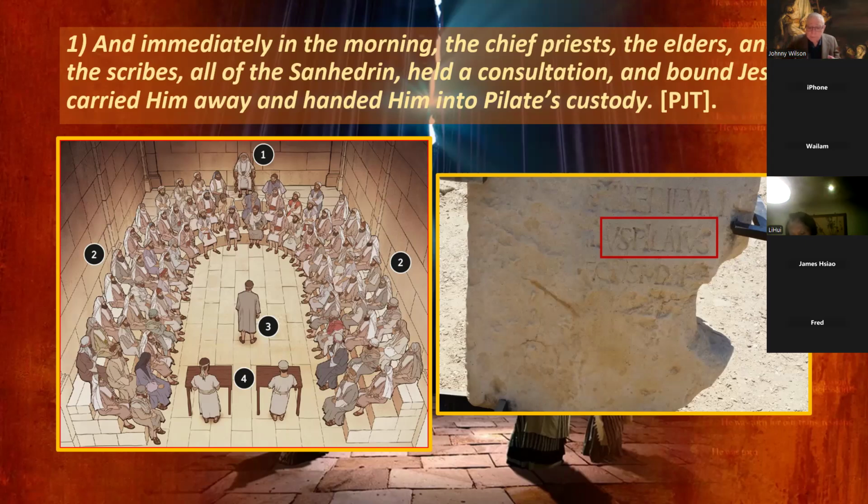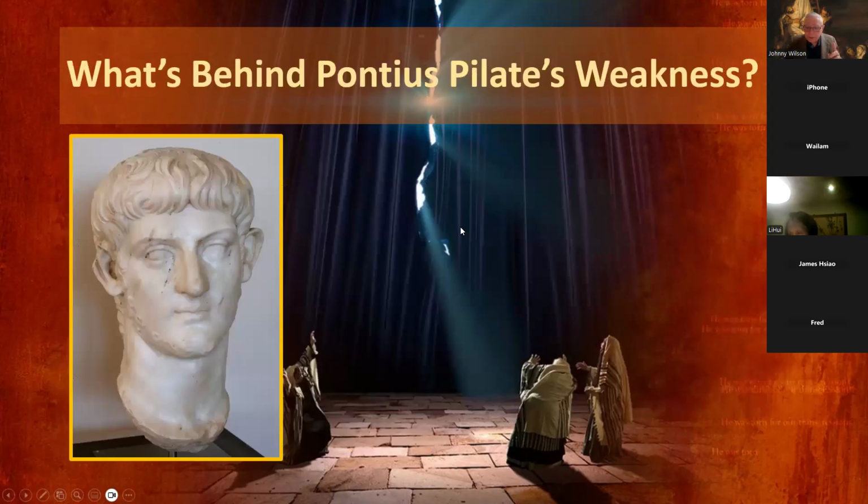Now, Pilate had a patron in Caesar Tiberius's court. Here's a bust of that patron. His name was Lucius Aelius Sejanus, or as we anglicize it, Sejanus. Sejanus was very, very, very anti-Semitic.